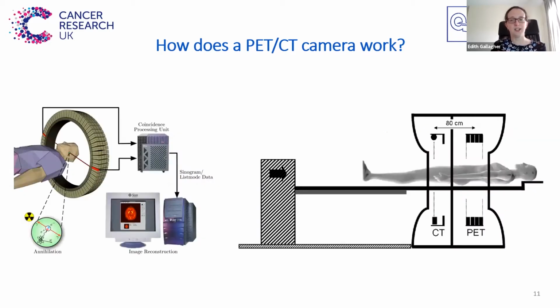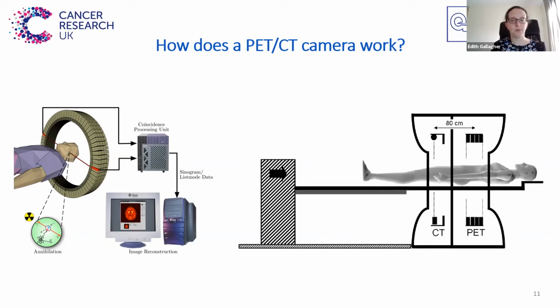With each of the detections of the gamma photons, some very fancy computer work is able to map back where the annihilation that led to that pair of photons has occurred in the body. On the left, you can see a schematic of how the CT is built into the camera. And as a CT of the patient is taken at the same time, the two images are able to be fused together. It is very important that the patient remains as still as possible for the duration of the imaging.